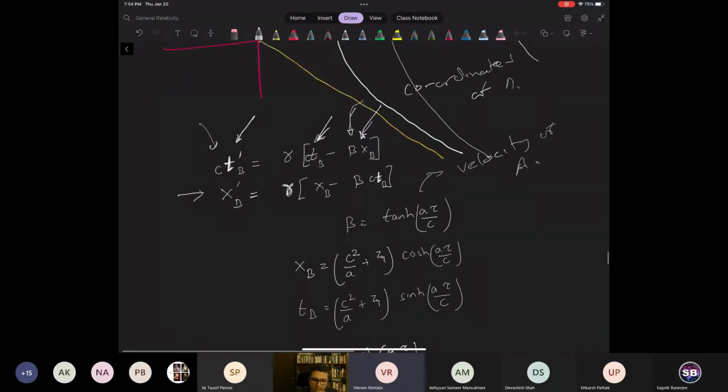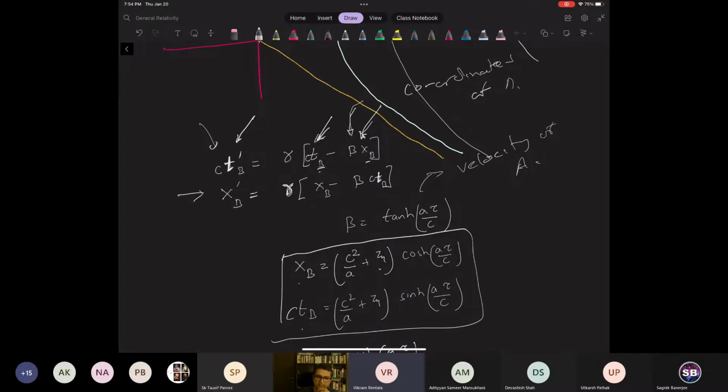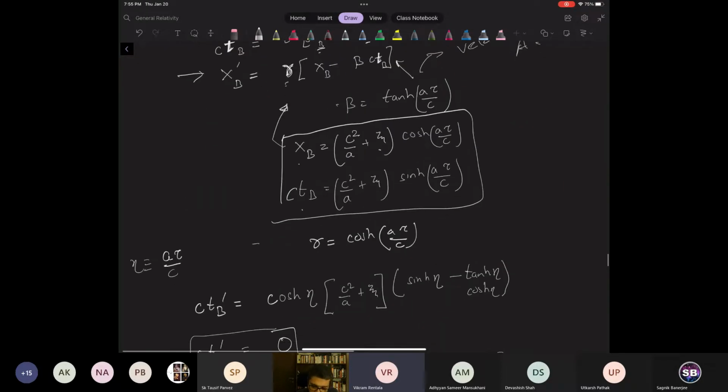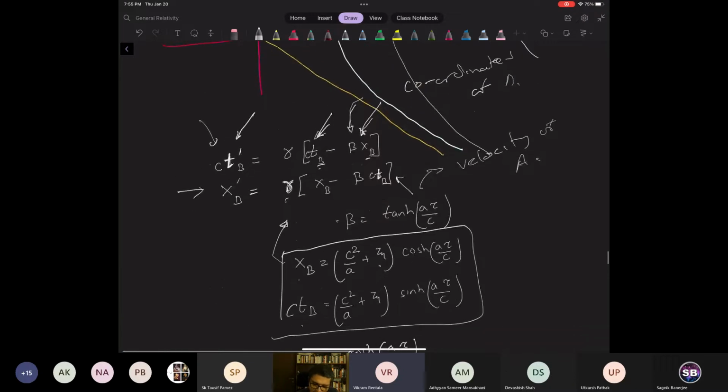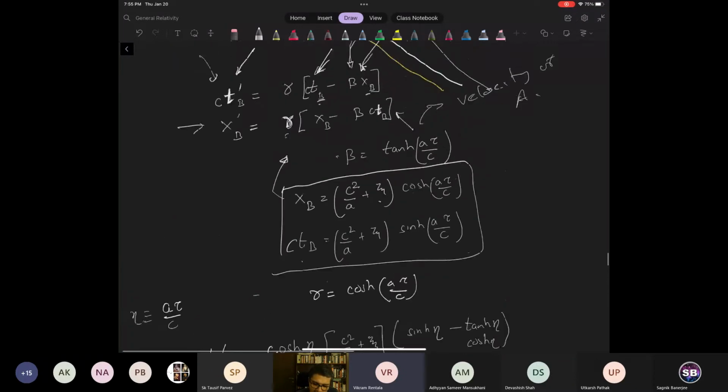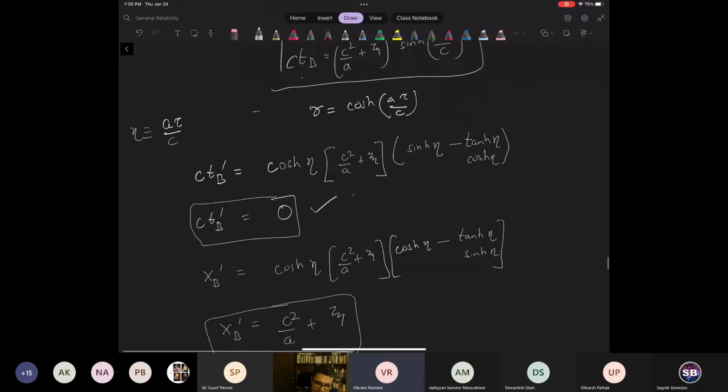When I do this, first I need to know what the coordinates of B are in the original frame, and that I already told you. XB is (C squared by A plus Xi) times cosh(A tau over C), because I assume that B had a coordinate Xi. TB is (C squared by A plus Xi) times sinh(A tau over C). So I plug in this value of beta, so gamma depends on beta, and I plug in these values of XB and TB. Maybe I won't work it out in detail, but the first thing you'll get is that TB prime will be 0.